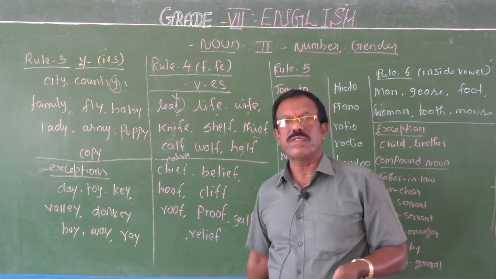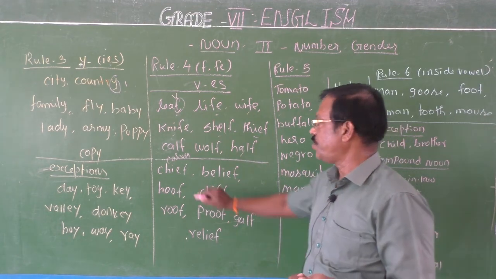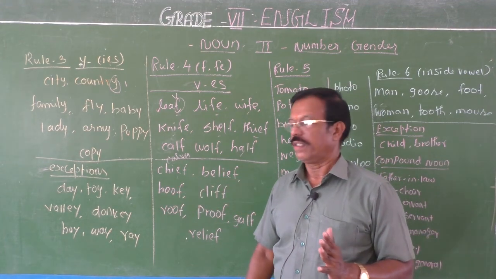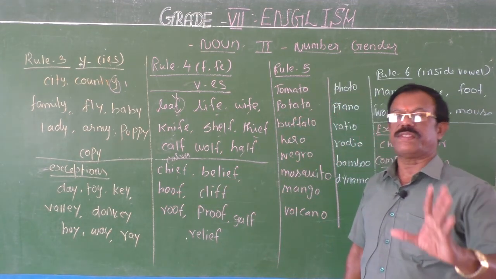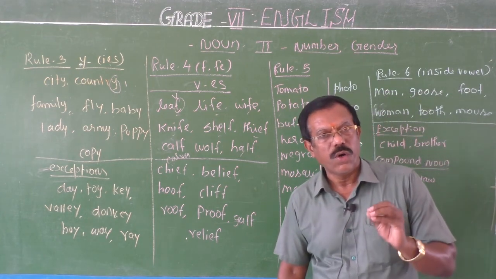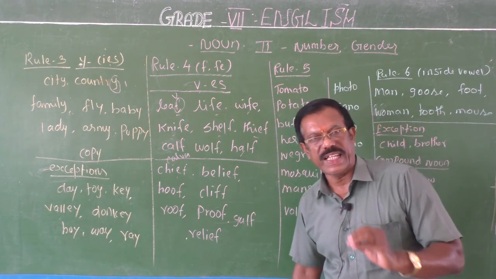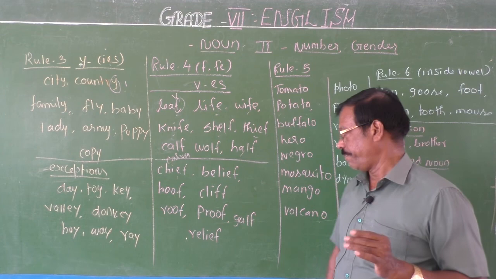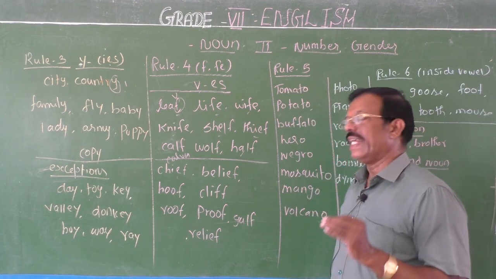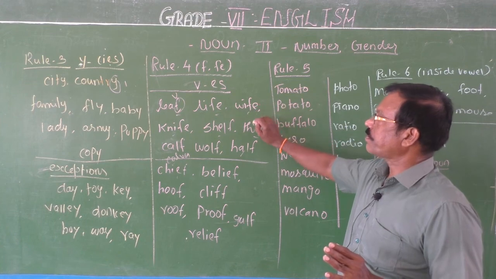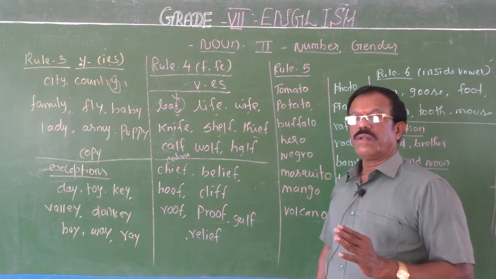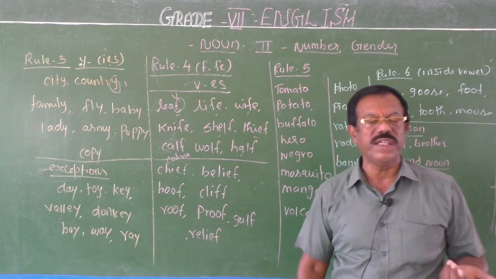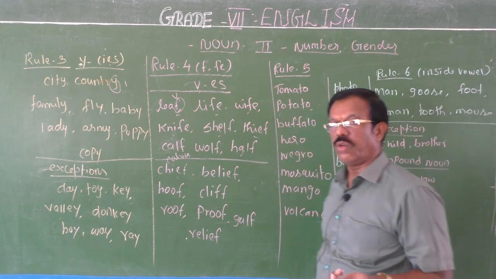And these nouns also have some exceptional cases. See, chief, chiefs. We have to add only S to the singular to make it plural. Similarly, belief, beliefs. Hoof, hoofs. Cliff, cliffs. Roof, roofs. Proof, proofs. Gulf, gulfs. Relief, reliefs. Okay. So, in rule number 4, plurals are formed by changing F or FE into V, then adding ES. Okay. Then come to rule number 5.